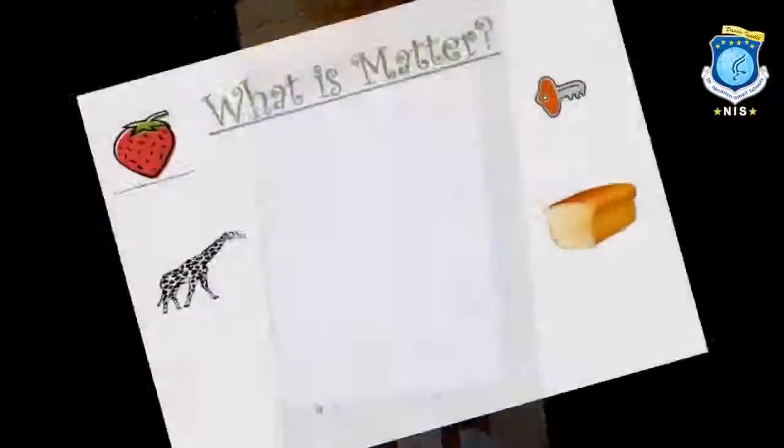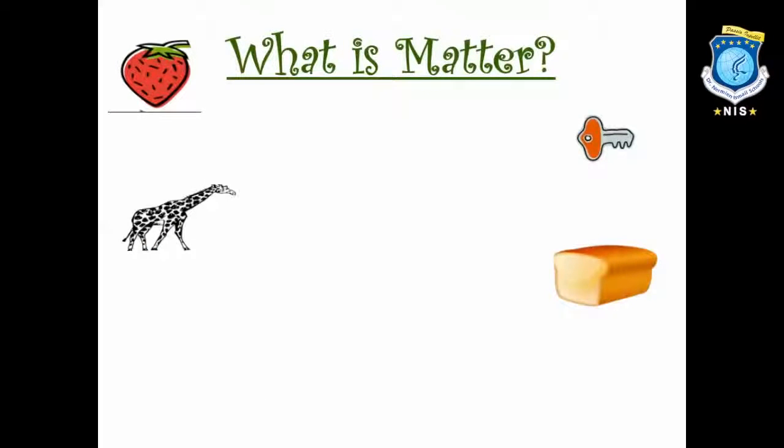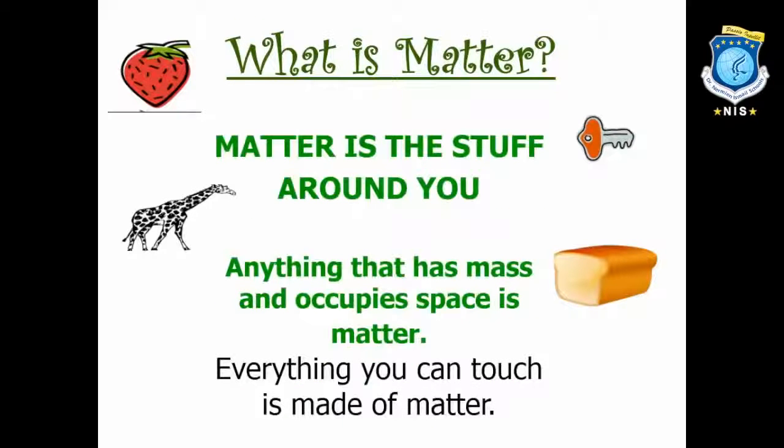First of all, let's start with matter. What is matter? Well, matter is the stuff around you. Anything that is around you is matter. Anything that has mass and occupies space is matter. So basically, anything that you can touch is made out of matter.